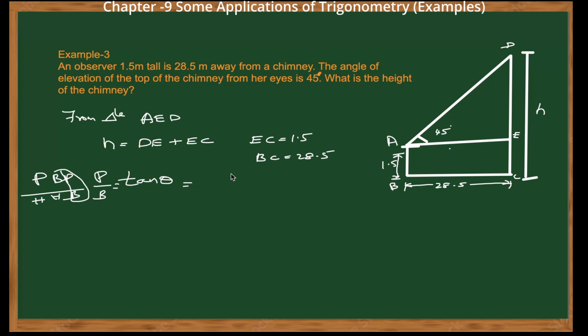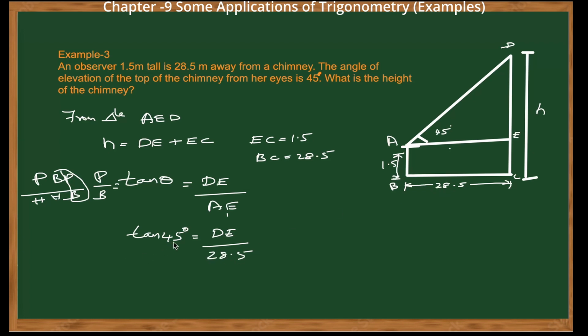So what is here? Tan theta is the perpendicular DE divided by the base AE. And we know theta is 45 degrees, so let's put tan 45 degrees. Do we know the value of DE? No, we don't. Do we know the value of AE? Yes, which is 28.5.